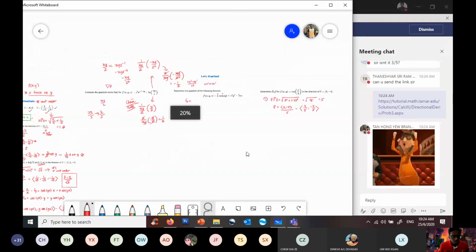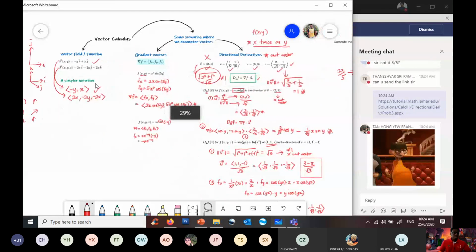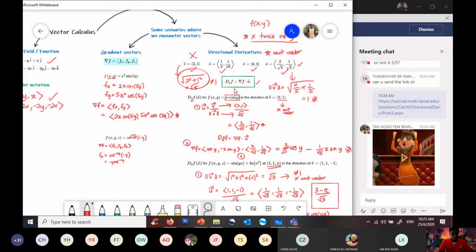So the only thing that we did today was an introduction to vector. We tried to plot some vector fields. I will share the link on how to plot 2D and 3D vectors in case you are interested. Just type in your vector and it takes care of everything else. But more importantly, we did gradient vectors and directional derivative. So that's all for today.